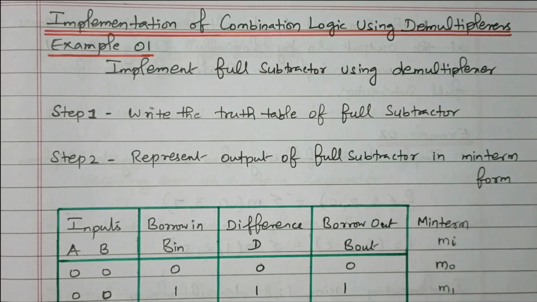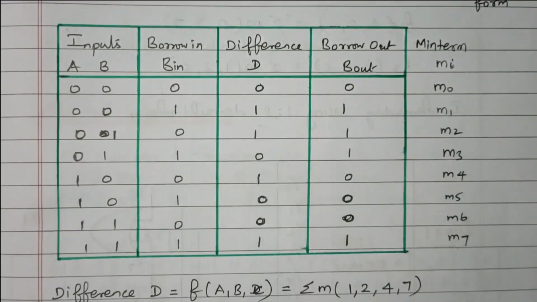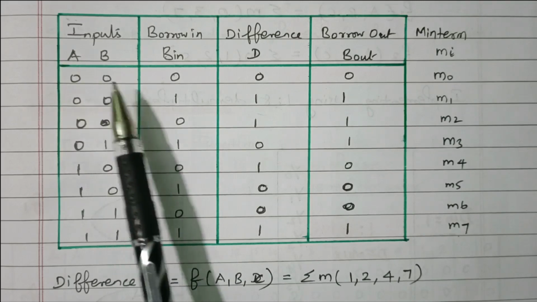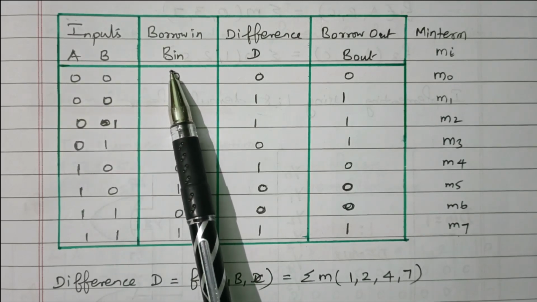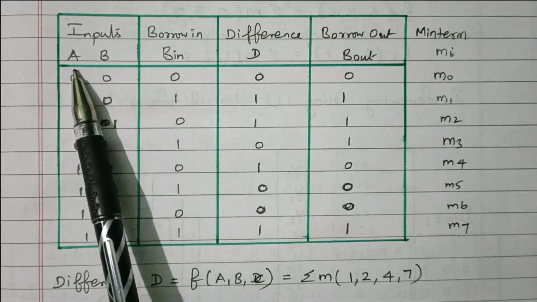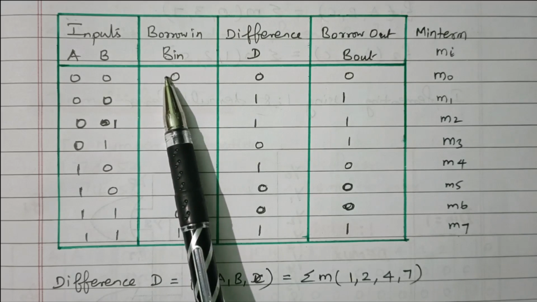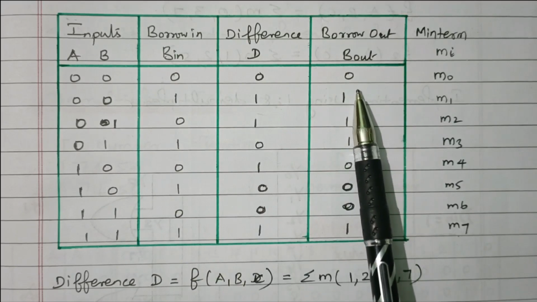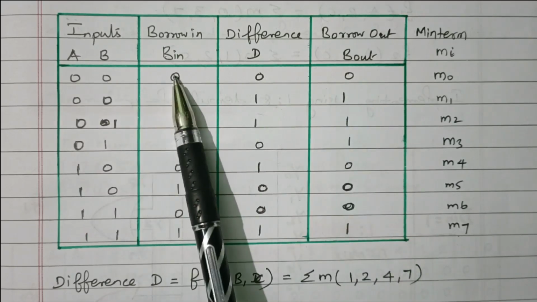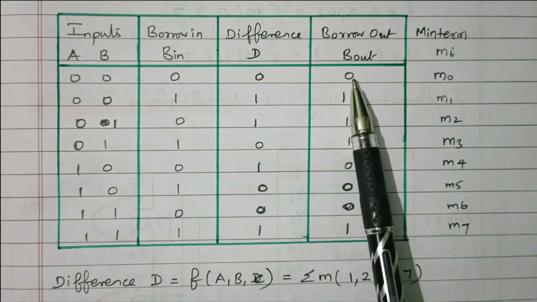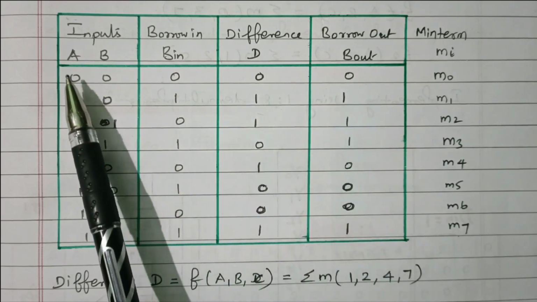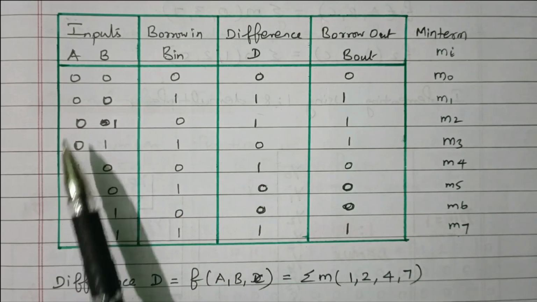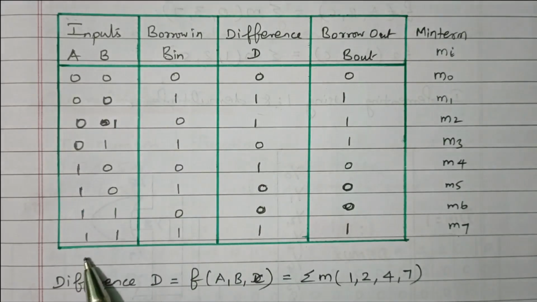Now we'll see the truth table of the full subtractor. The full subtractor has two inputs, A and B, and the borrow from the previous digit, the borrow in, B in. So totally 3 inputs: A, B, borrow in. The outputs are the difference and the borrow out, the borrow for the next digit. Because of 3 inputs, there are 2 to the power 3, 8 combinations available: 0, 0, 0, 0, 0, 1 up to 1, 1, 1.